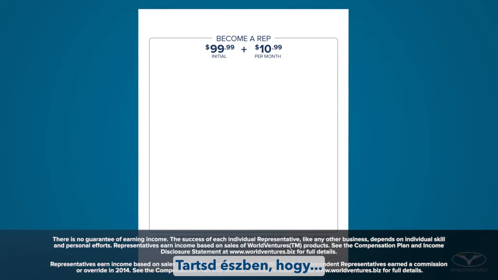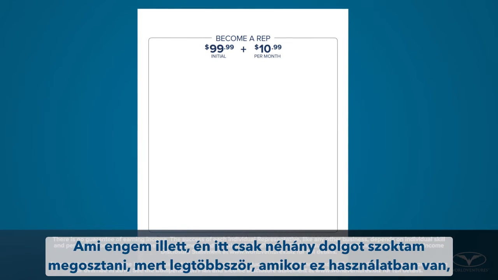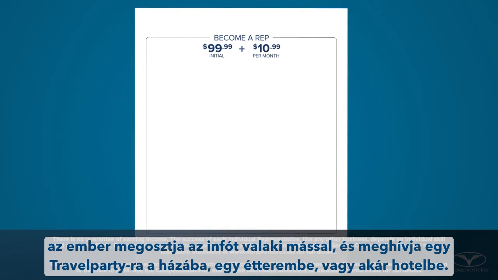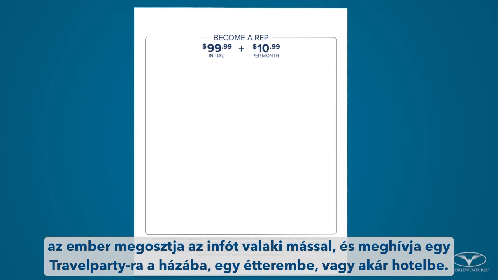Now, keep in mind, most of the time I go through very few details, because most of the time the way this is being used is somebody shares the information with somebody and now they're going to invite them to a travel party that's at somebody's house. It might be at a restaurant. It might be at a hotel meeting.